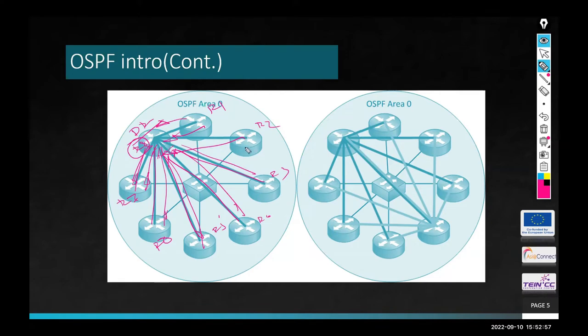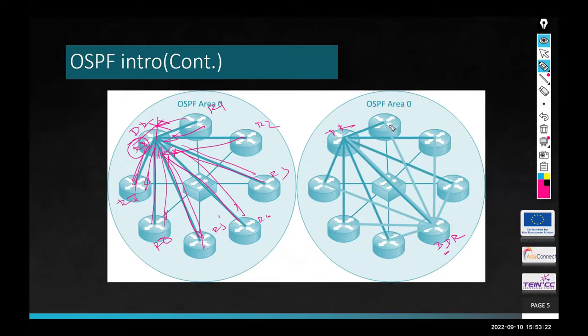What happens if the DR fails? It can happen any day, right? So what does OSPF do? It creates another router, called the BDR. So one is the DR, which is called the designated router. Another one is called the BDR.